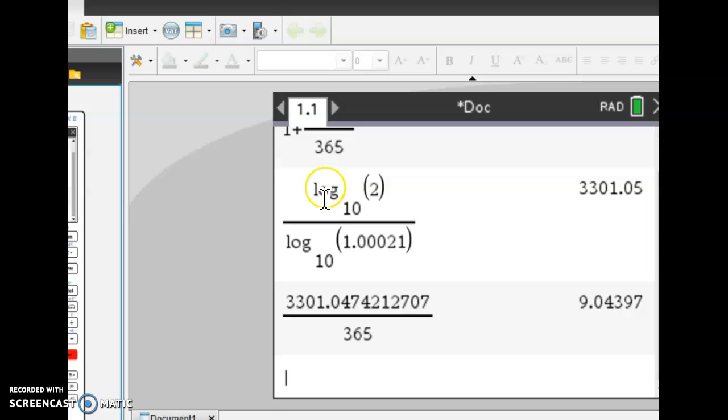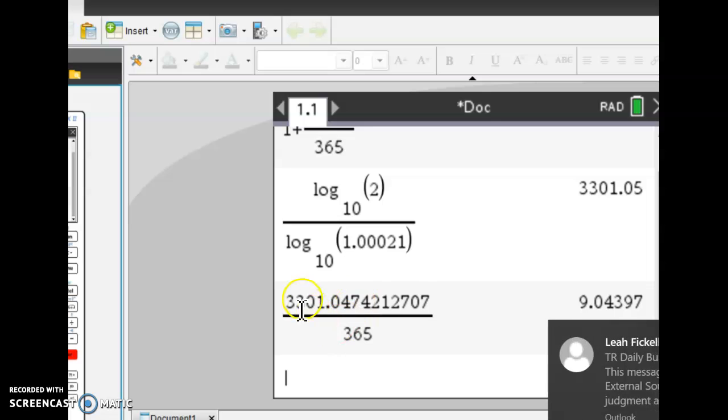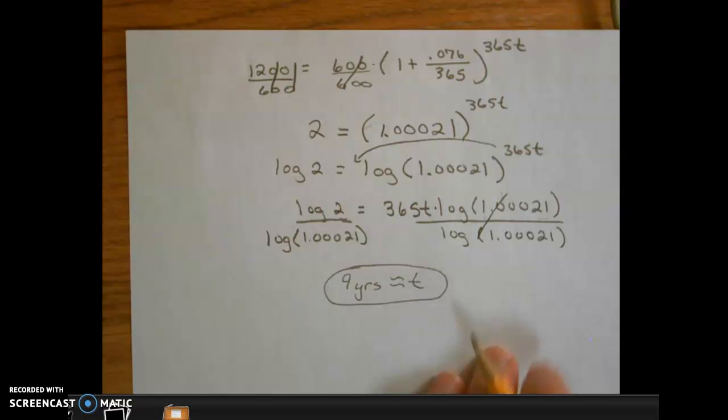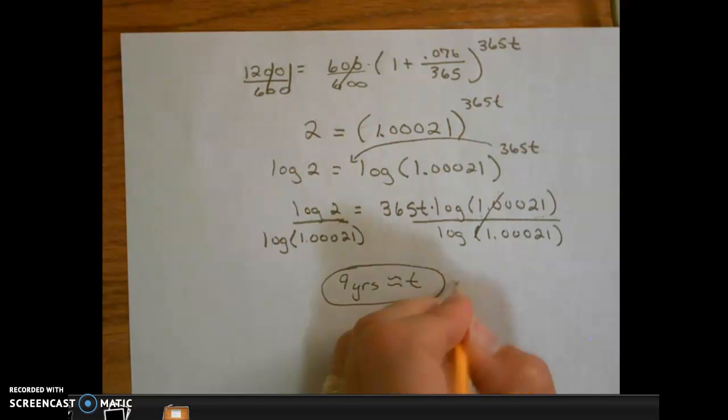Okay, so here I took the log of 2 and I divided it by the log of 1.00021, and we got 3,301.05. Then I took that number and divided it by 365, and we got 9.04397. And so we're going to round this to 9 years. So how long is it going to take for us to double our money? It's going to take 9 years.